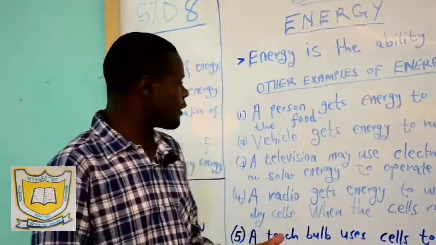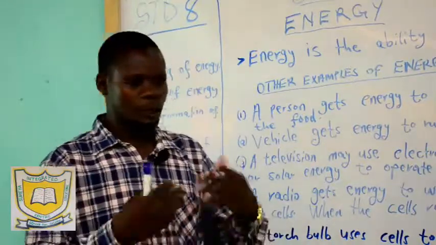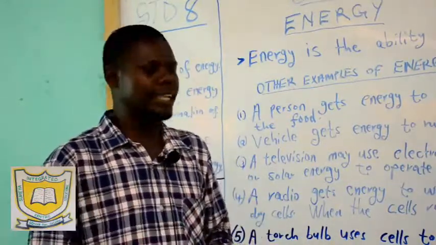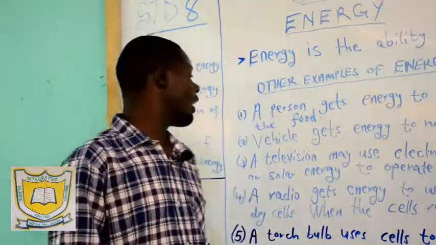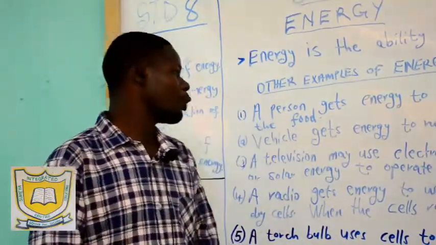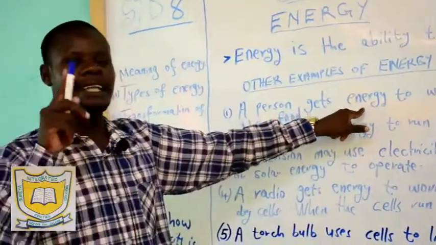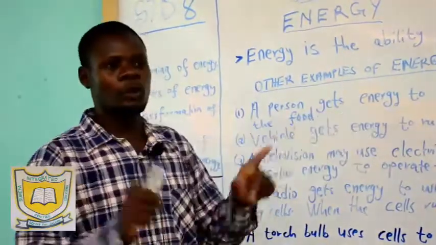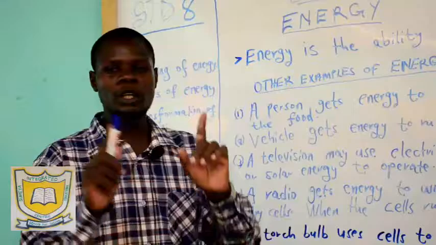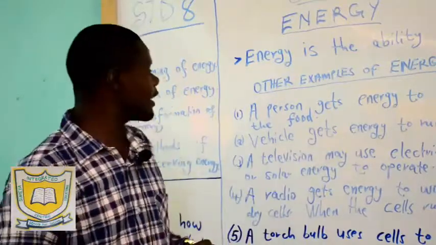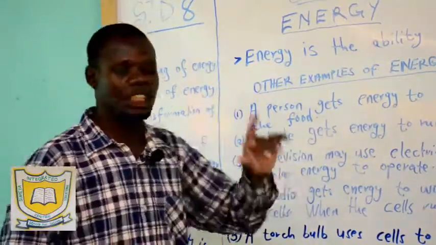You will find that after consuming certain food, you are sweating, then you have energy. You can work anywhere with that energy because you have consumed food. So food has supplied energy to your body for you to work. Without food, you will not have energy. So that is the first example of energy in use.